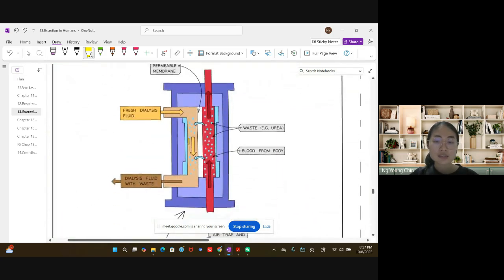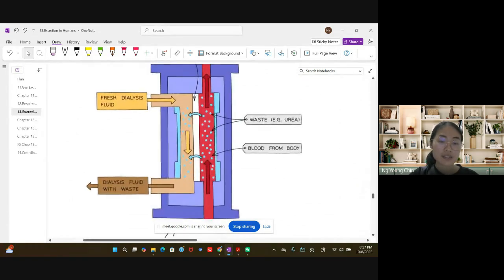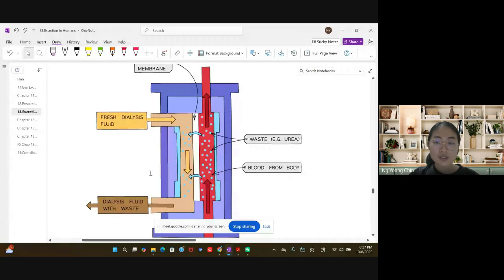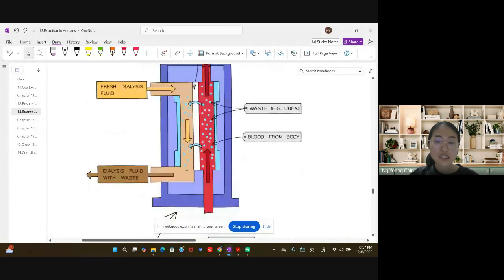So this is how it works. You can see this is the machine. The blood is traveling from here.